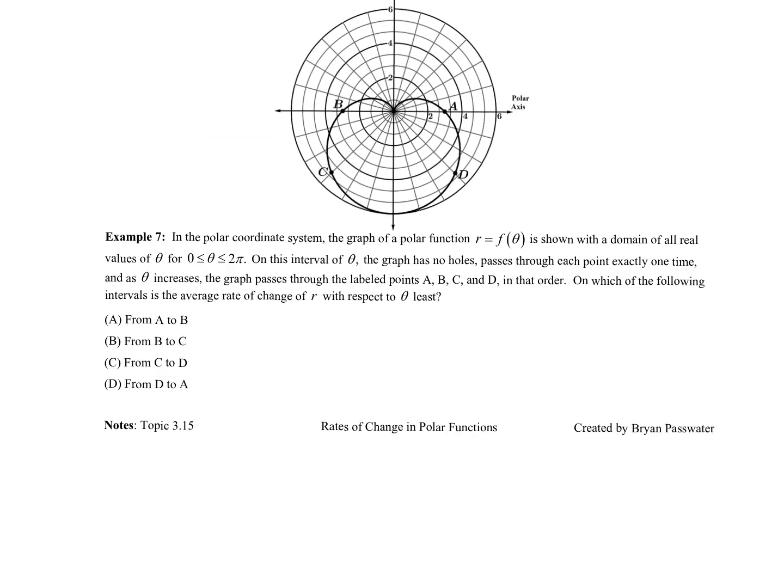In the polar coordinate system, the graph of the polar function r equals f theta is shown with the domain of all real numbers, values of theta for 0 is less than or equal to theta, which is less than or equal to 2. On this interval of theta, the graph has no holes, passes through each point exactly one time, and as theta increases, the graph passes through the labeled points A, B, C, and D in that order. On which of the following intervals is the average rate of change of r with respect to theta least?